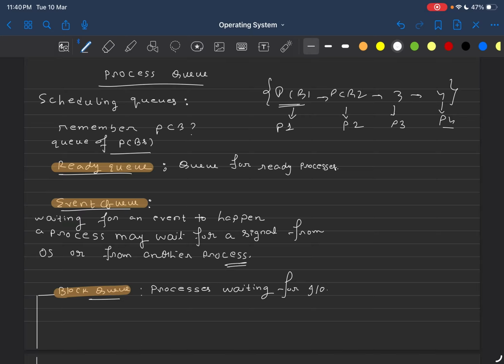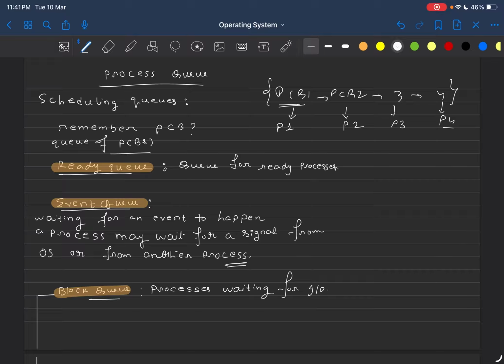So at the very first, let me make it very clear. Whenever I am saying a process queue, it does not mean a queue of processes, it means a queue of process control blocks. Then why am I saying process queue? When I am giving you a queue of process control blocks, that means I am giving you a queue of processes as well. Okay, so now let's see the multiple queues that your operating system maintains.